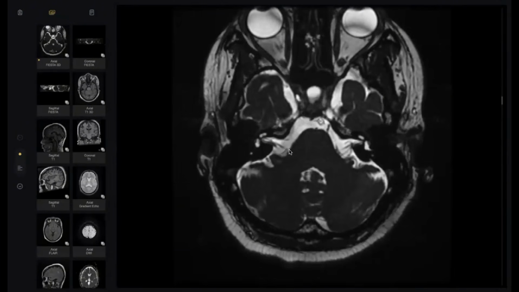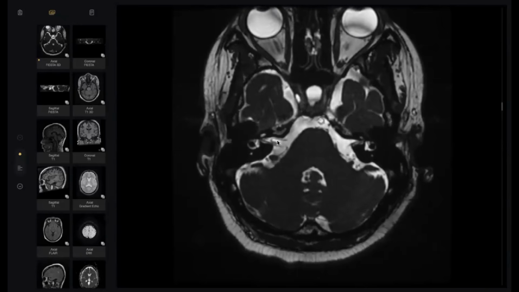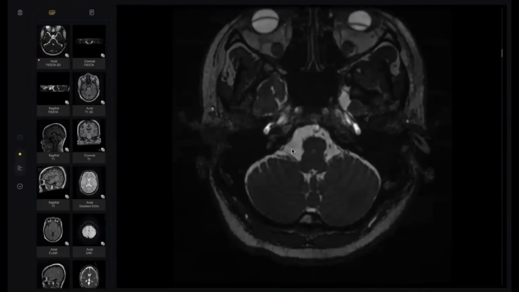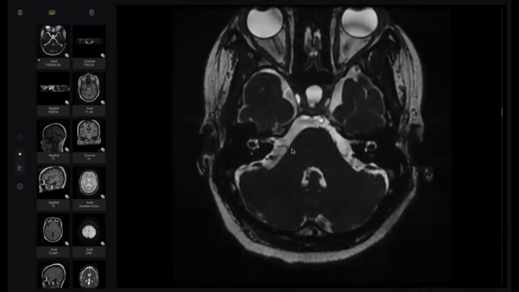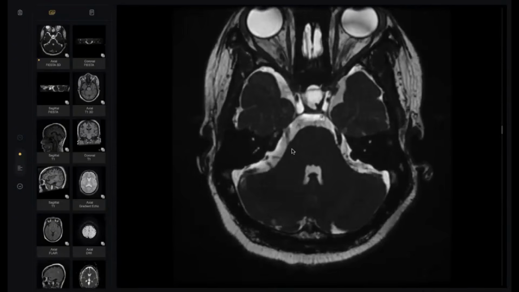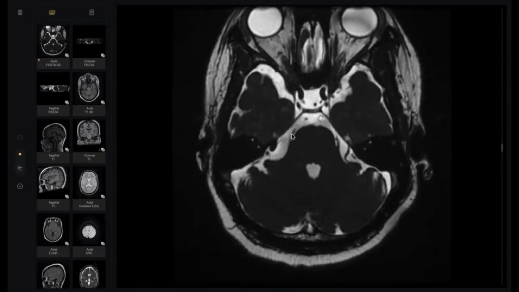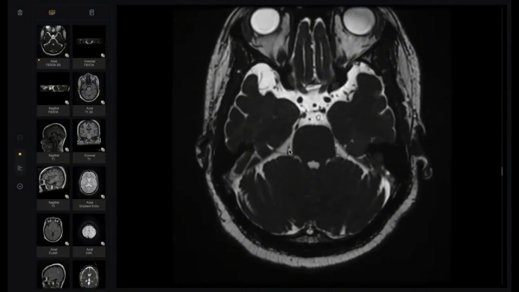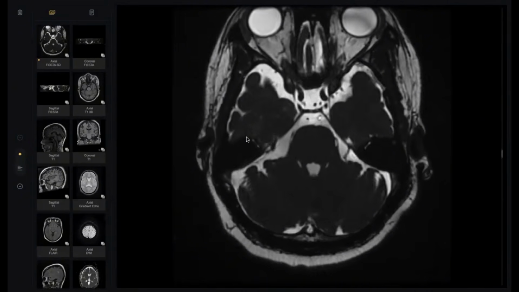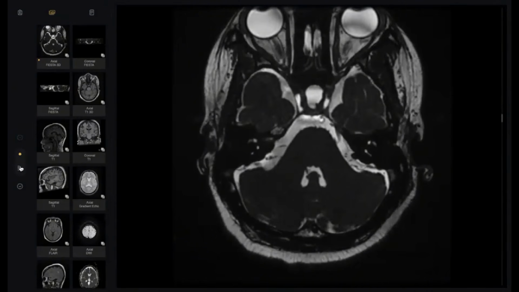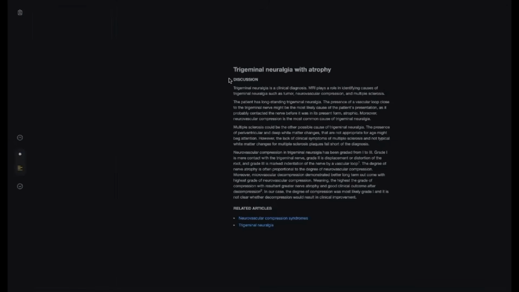Entrapment is related here. This is the ICA. This one. Okay? But anteriorly and superiorly, because the trigeminal is more superior, we are thinking about the superior cerebellar artery. Look, this one, the superior cerebellar. So it is indentation by the right superior cerebellar artery causing trigeminal neuralgia and atrophy.